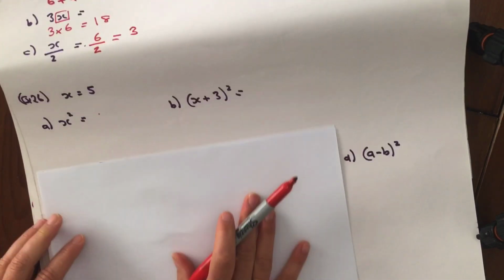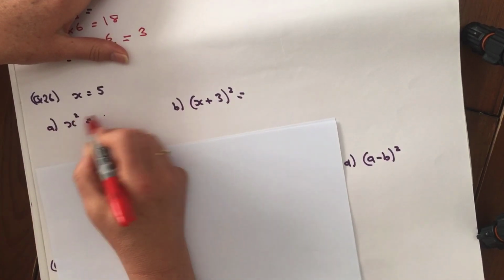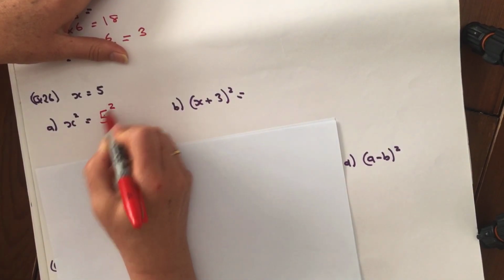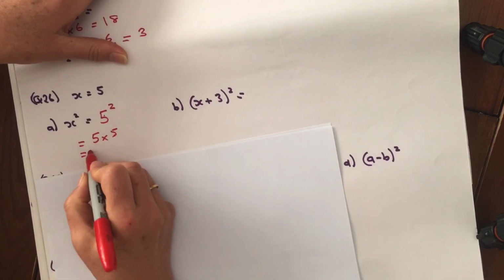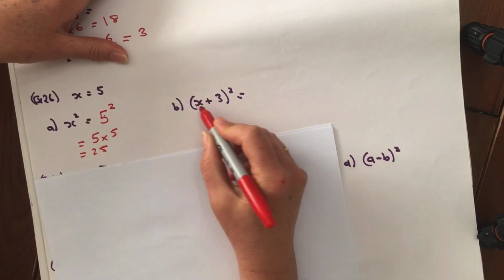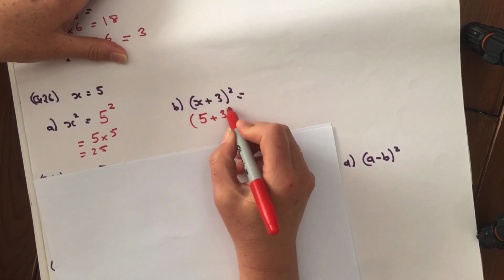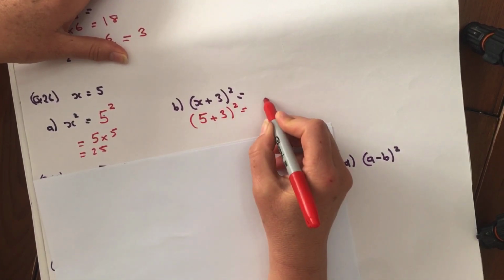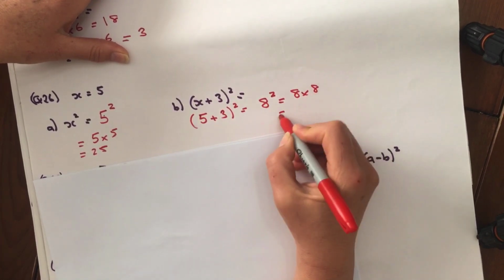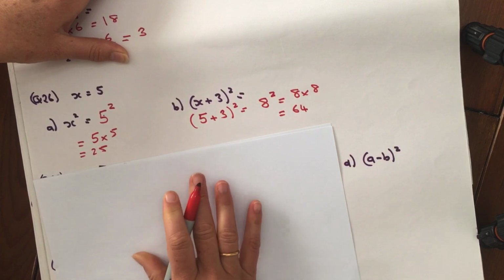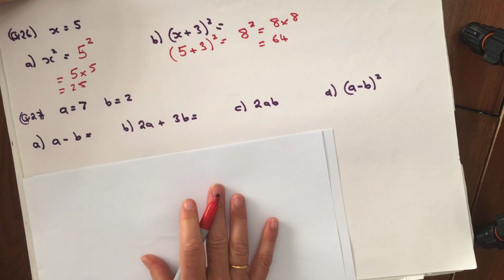Okay, question 26. Right, the x now is 5. So here, instead of writing x, I'm going to write 5, and it's 5 squared, which means 5 times 5, which is 25. Okay, here, my x is 5, so I've got 5 plus 3 squared. Work out what's inside the bracket first, 8 squared, which means 8 times 8, which is 64. Okay, have a go at these. You should hopefully understand these now.